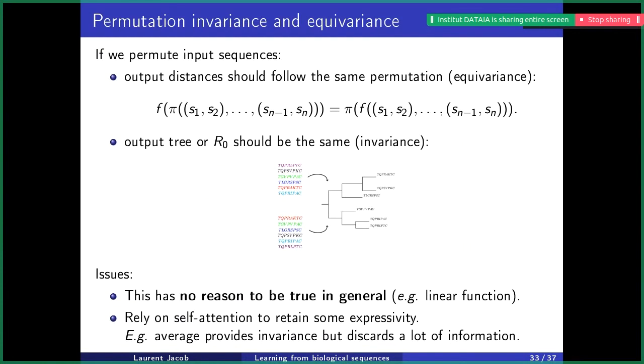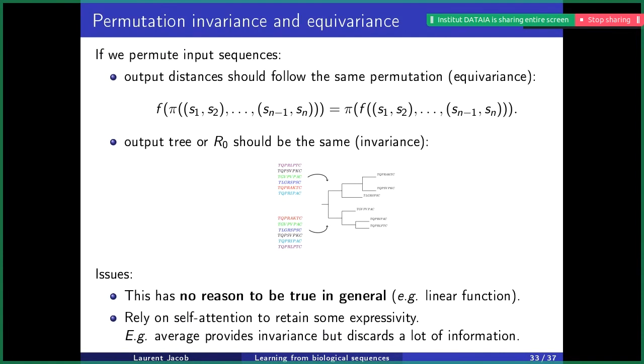If you want to use machine learning on this, you want to learn a function that takes these kinds of alignments as its input. And you can see that it's important to have some kind of invariance or equivariance, depending on the problem, to permutation of the sequences. Because let's say you want to predict a tree for this alignment. You don't want the tree to be arbitrarily different if you just permute the sequences. What's important is the set of sequences. It's not the order in which you get the sequences.